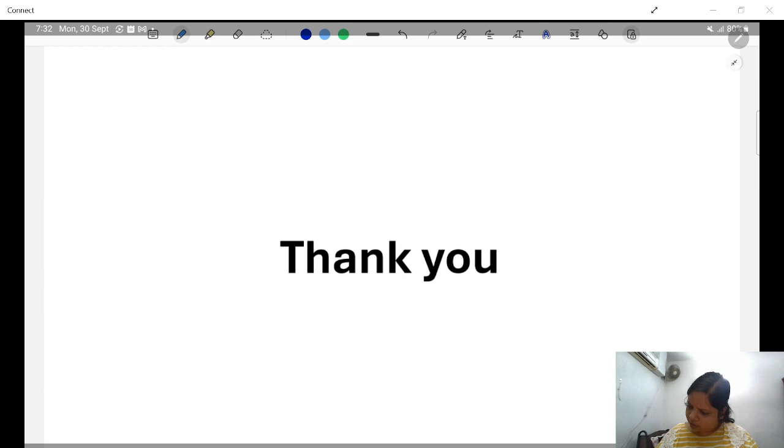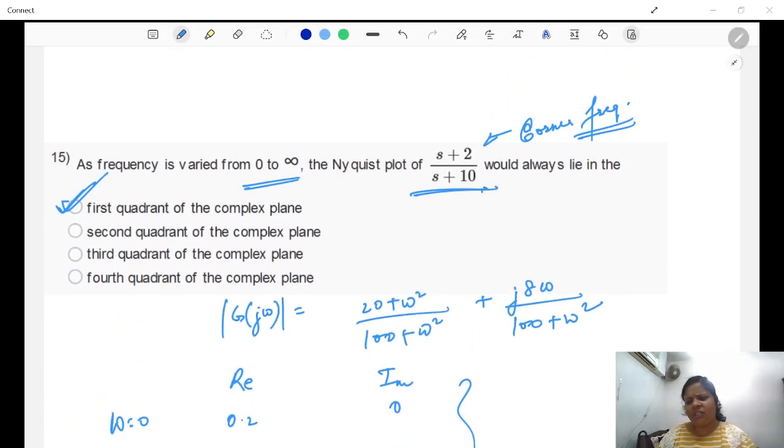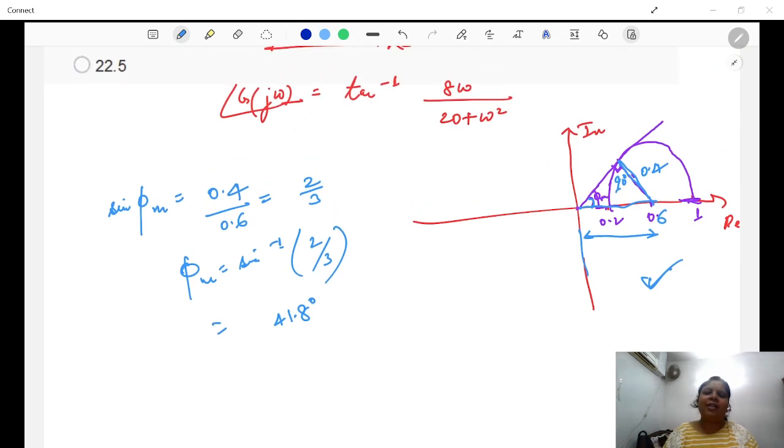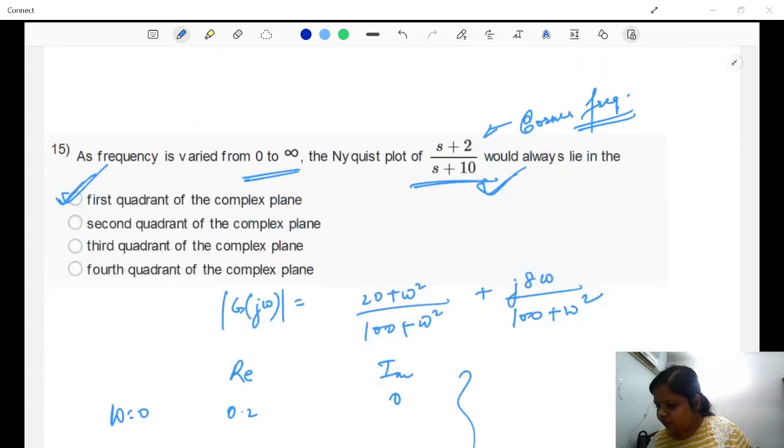I do not have a MATLAB plot for this, but you can just write this transfer function itself in MATLAB and you will be able to see a circle. But you will see the circle in the first and fourth quadrants both, because it is basically a mirror image, symmetrical about the real axis. So you'll be able to see both of them.